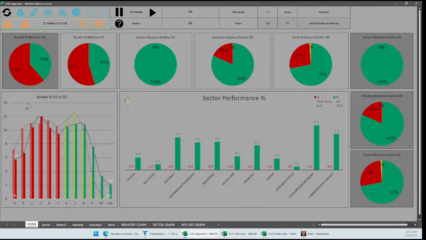Bucket analysis shows the distribution of all the stocks in Q edge, that is S&P 1500 stocks, across their Bollinger Bands. And currently the bucket analysis is very neutral, balanced, neither bullish nor bearish, neither overbought nor oversold. Just a few days ago it was overbought.